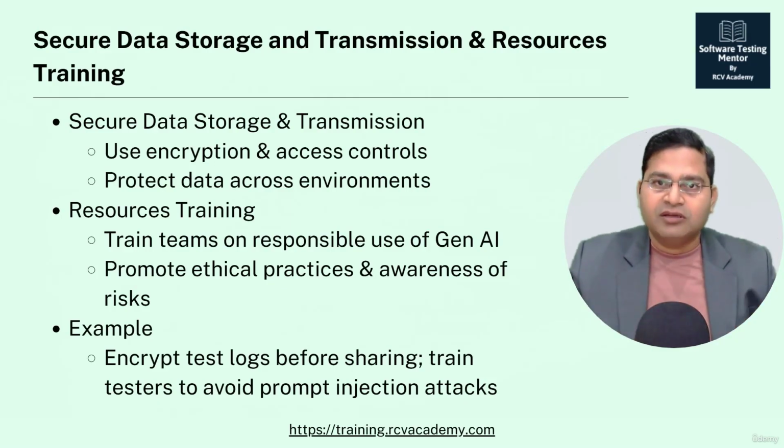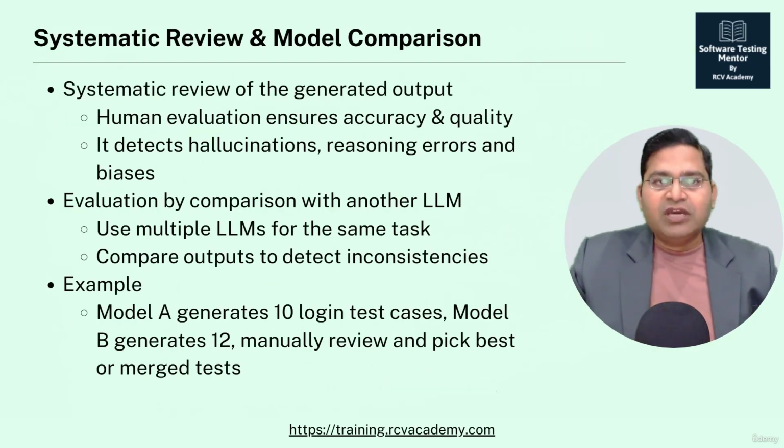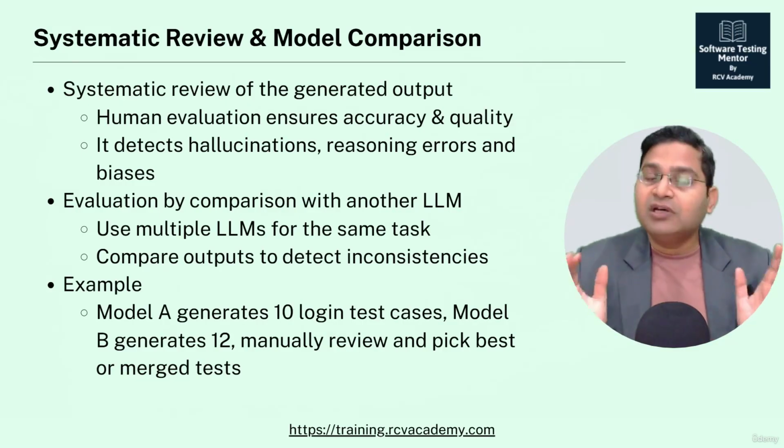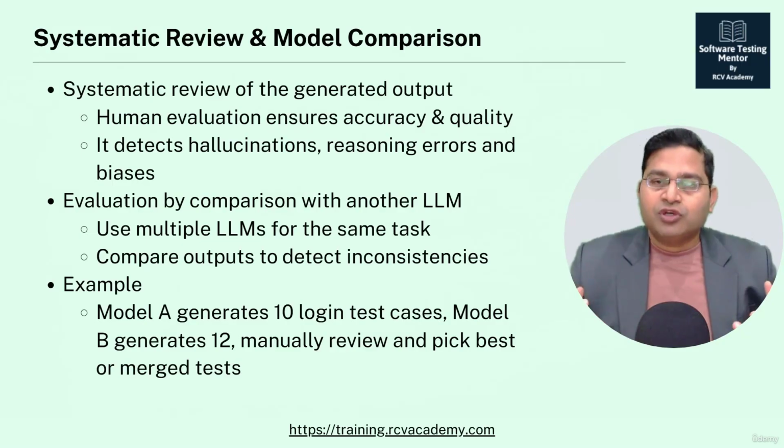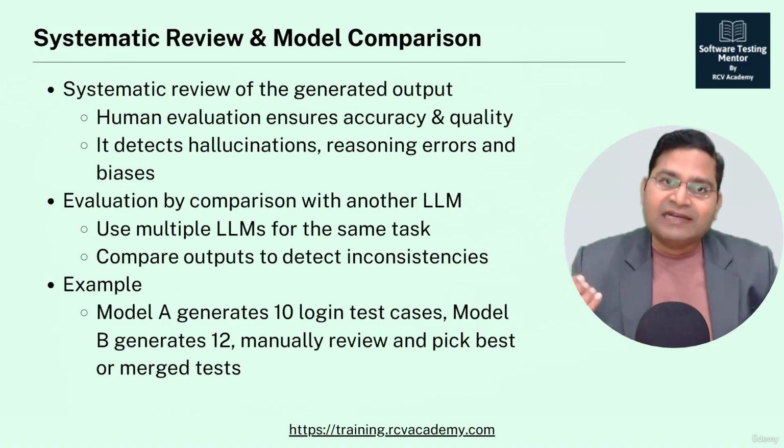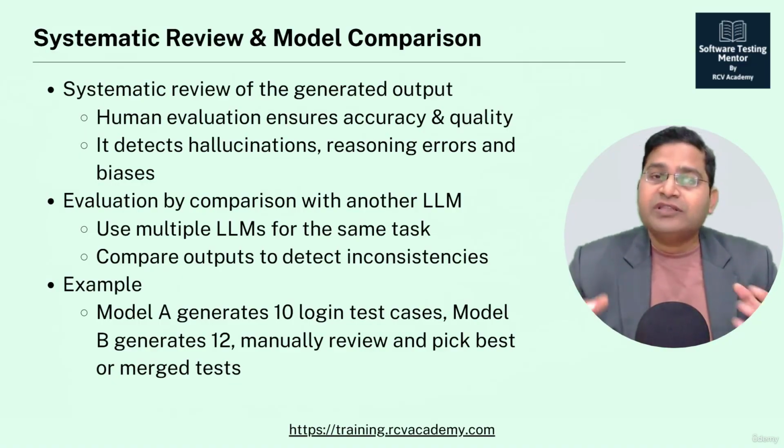Encrypting that log becomes really important. Then we have the systematic review and model comparison. So systematic review of the generated output from the large language model. Human evaluation ensures accuracy and quality of the output. Within the review process, you can detect hallucination, any reasoning errors that might be there, any biases that might be there in the large language model output. You can easily detect those with the review.